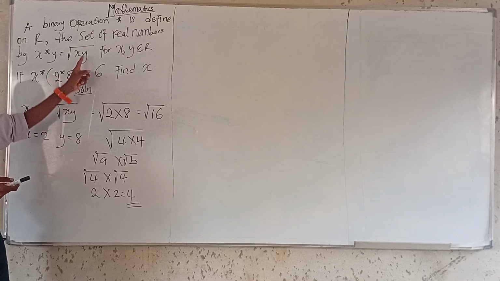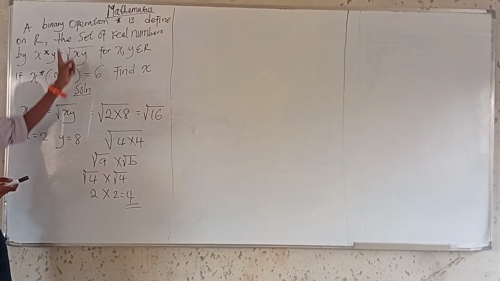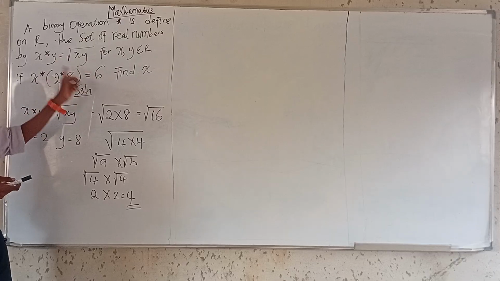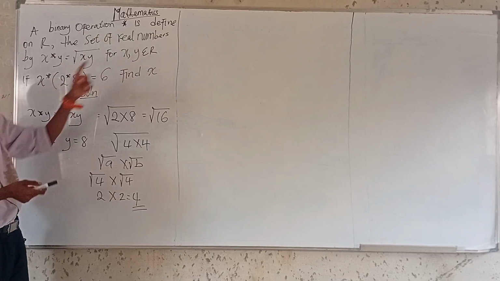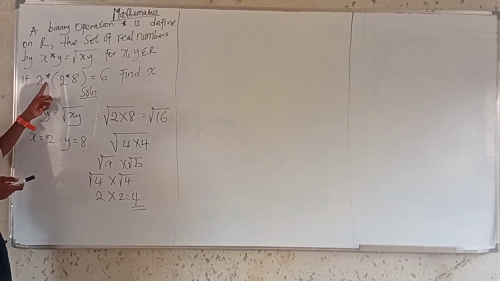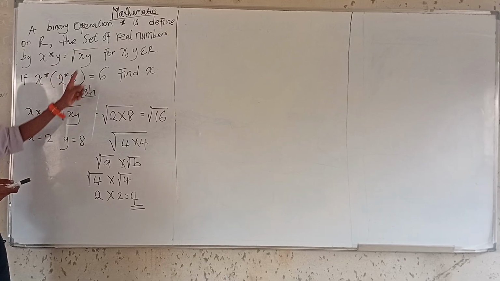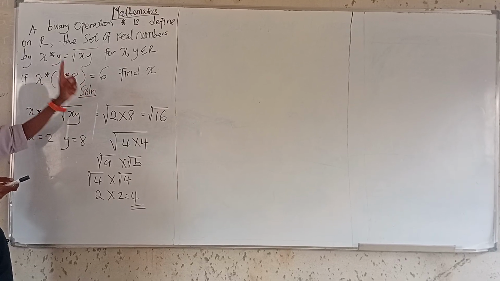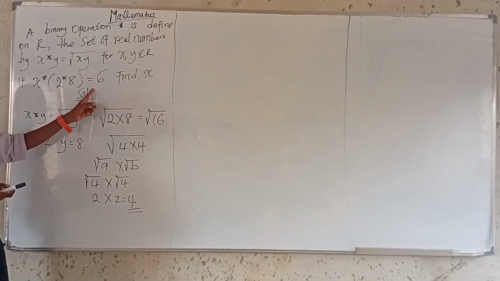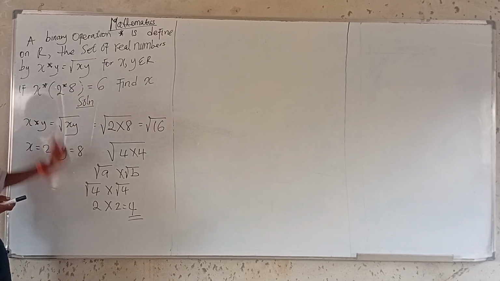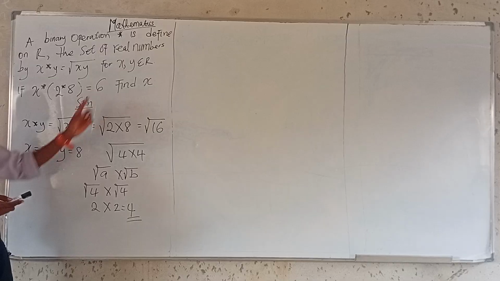So a binary operation is defined on R, the set of real numbers, by x * y equals the square root of xy. This is the formula that is given to solve this problem, for x and y all elements of R. If x * (2 * 8) equals 6, find x. We have not found x, so let's find our x.